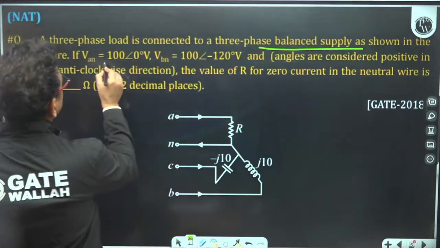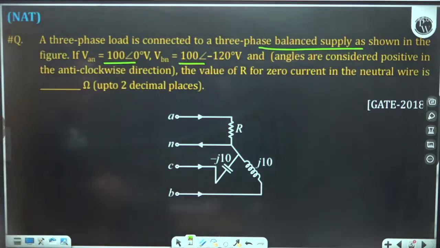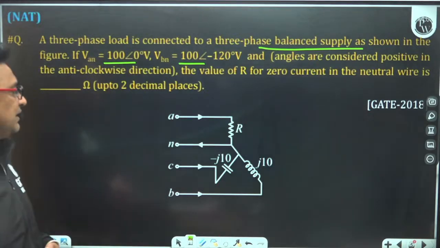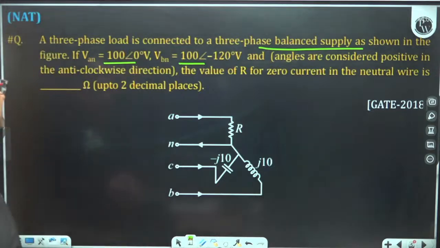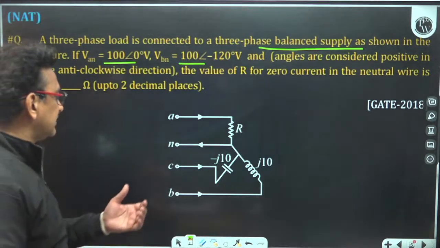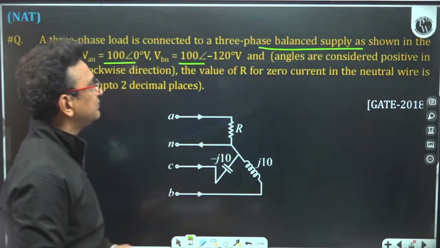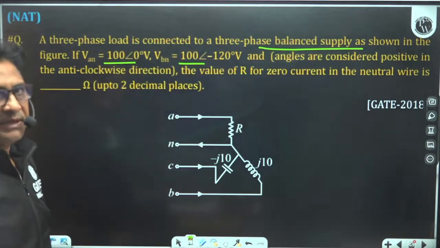The A phase voltage and B phase voltage are given. No doubt the C phase voltage will lag the B phase voltage by 120 degrees, and the angles are considered positive in the anti-clockwise direction. Find the value of R so that the current flowing in the neutral is 0. It is already given that the supply is a balanced supply.